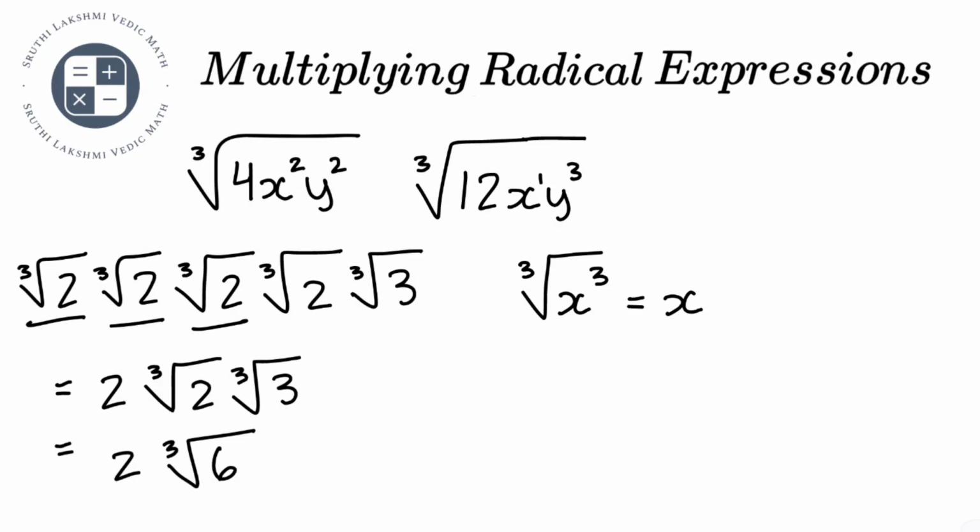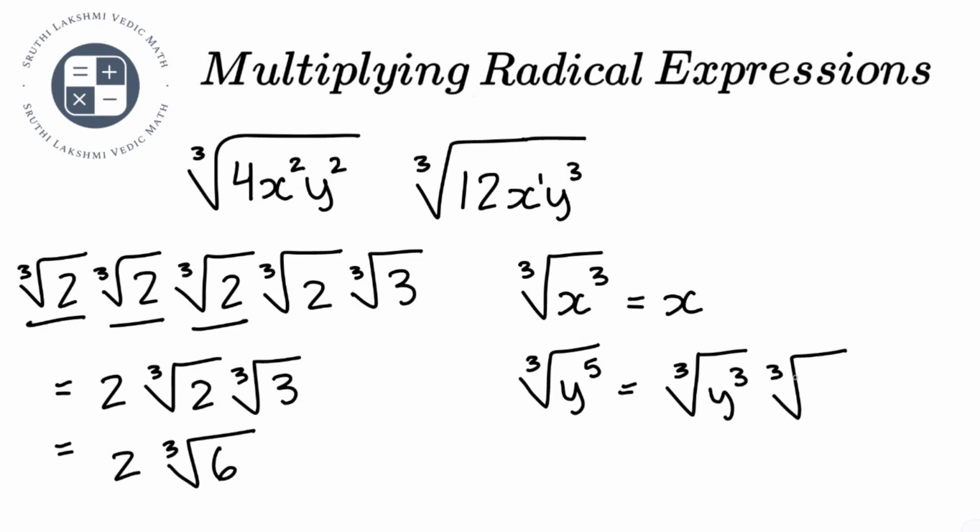Now, on to the y's. Y squared times y to the third power equals the cube root of y to the fifth power. The cube root of y to the fifth power can be written as the cube root of y to the third power times the cube root of y to the second power, since 3 plus 2 equals 5. Now, as we discussed earlier, whenever the index and the exponent are the same, it just equals the variable inside, which is y. So y times the cube root of y to the second power.